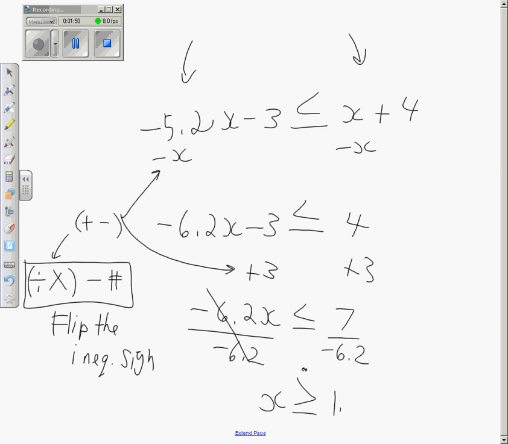Negative 1. Was it 1.13? Something like that. Negative. That's the world's worst negative sign. Negative 1.13.